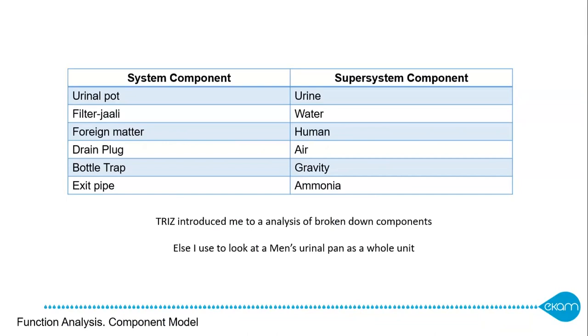So when I look at a men's urinal, there is a urinal pot, which acts on urine. There is a jali, which acts on water. There is foreign matter. There is a drain plug. There is a bottle trap. There is an exit pipe. And each of these interacts with urine, water, human, air, gravity, ammonia.